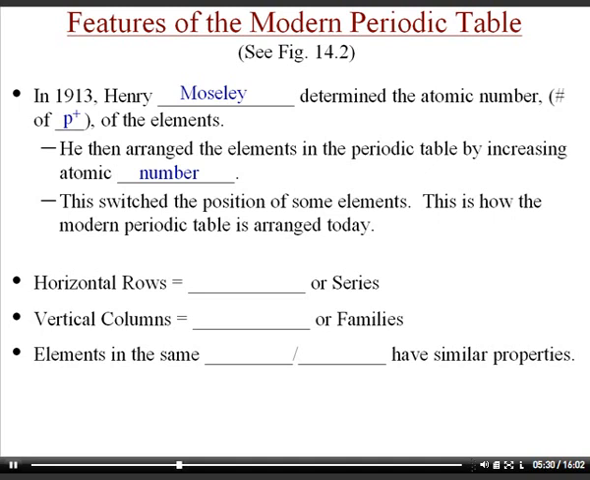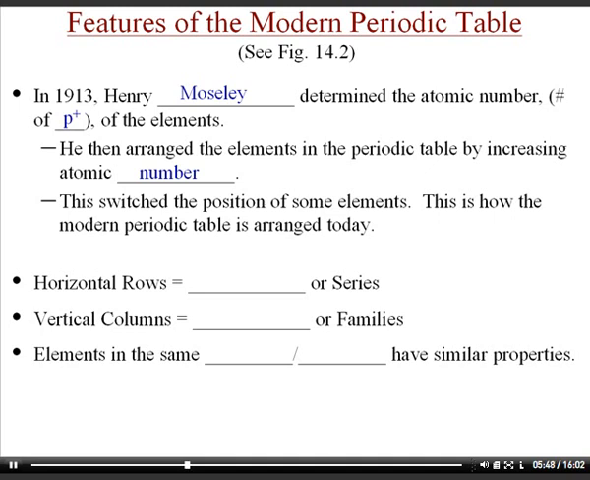So the students have to know the basic differences between Mendeleev's periodic table and our modern periodic table, and they're mainly these. There aren't any blank spaces anymore. We arrange them by atomic number, not by increasing atomic mass, and our periodic table has similar properties in vertical columns, whereas Mendeleev's had them in horizontal rows.